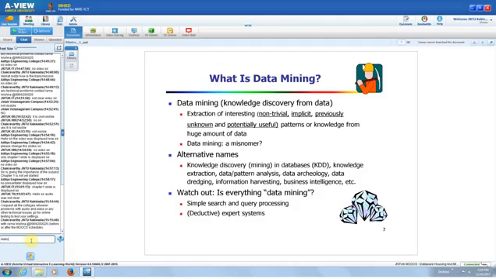What are the alternative names? They are knowledge discovery, KDD process, knowledge extraction process, data pattern analysis or data archaeology, data dredging, information harvesting, business intelligence, etc. These are multiple alternative names used for this. Is everything data mining? Simple search and query processing or deductive expert systems, do they come under data mining?